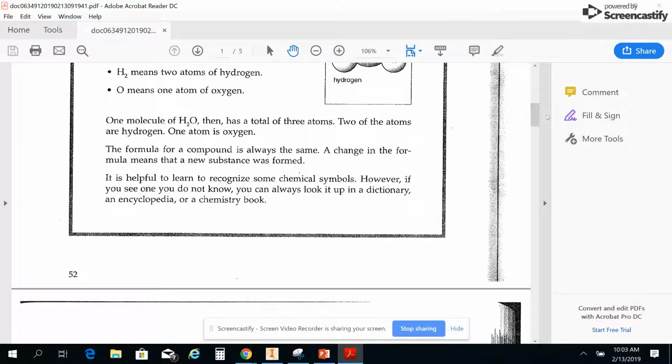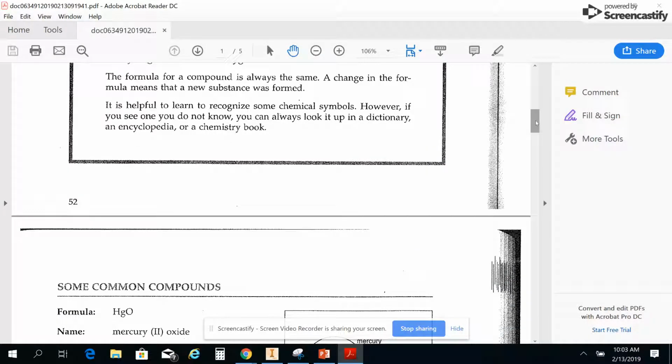The formula for a compound is always the same. A change in the formula means that a new substance was formed. It is helpful to learn to recognize some chemical symbols. However, if you see one you do not know, you can always look it up in a dictionary, encyclopedia, a chemistry book, or your periodic table.